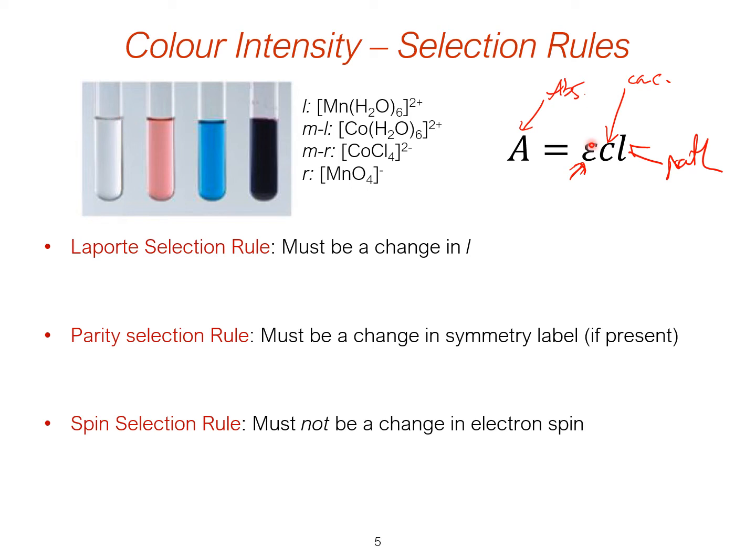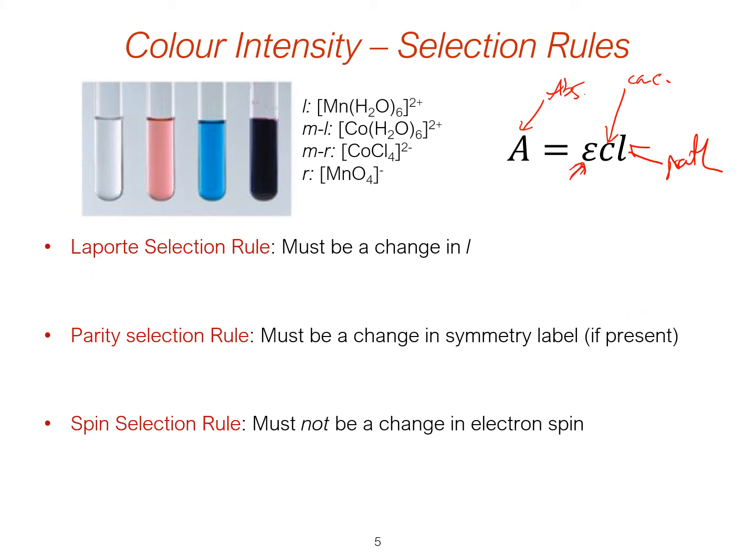And this value of epsilon changes depending on what we call selection rules. So we've seen that the colour arises from an electron transition, like moving from one orbital to another because of the excitation from the energy of light. But epsilon is essentially how likely this transition is to occur. And there are some rules that dictate whether it's going to occur or not. And they're here. And we'll see the effect these rules have on each of these four complexes.